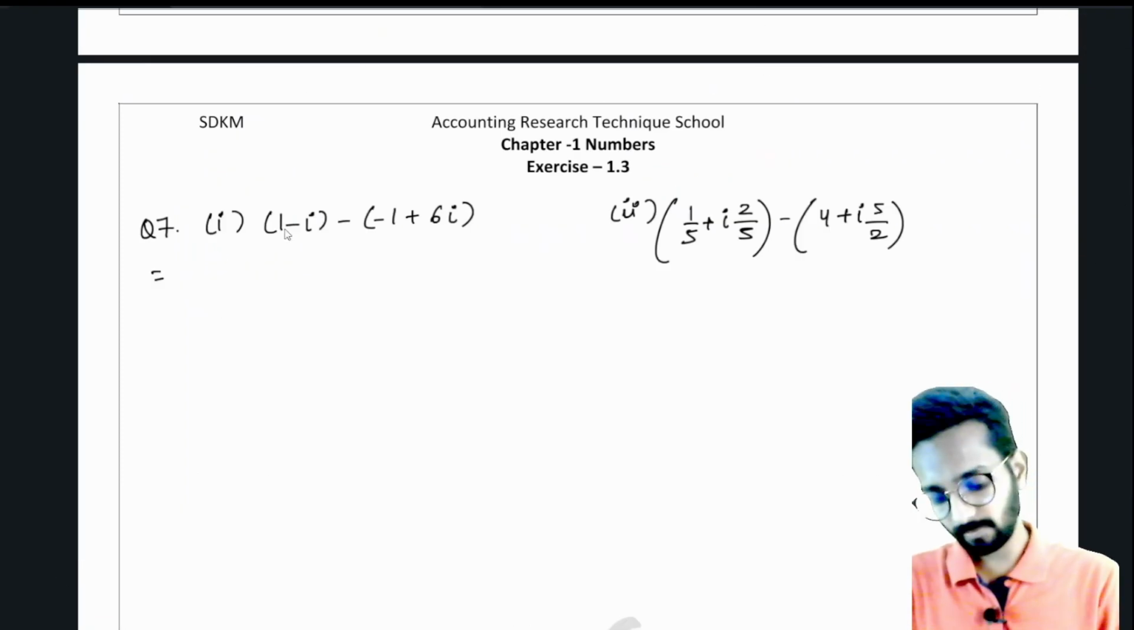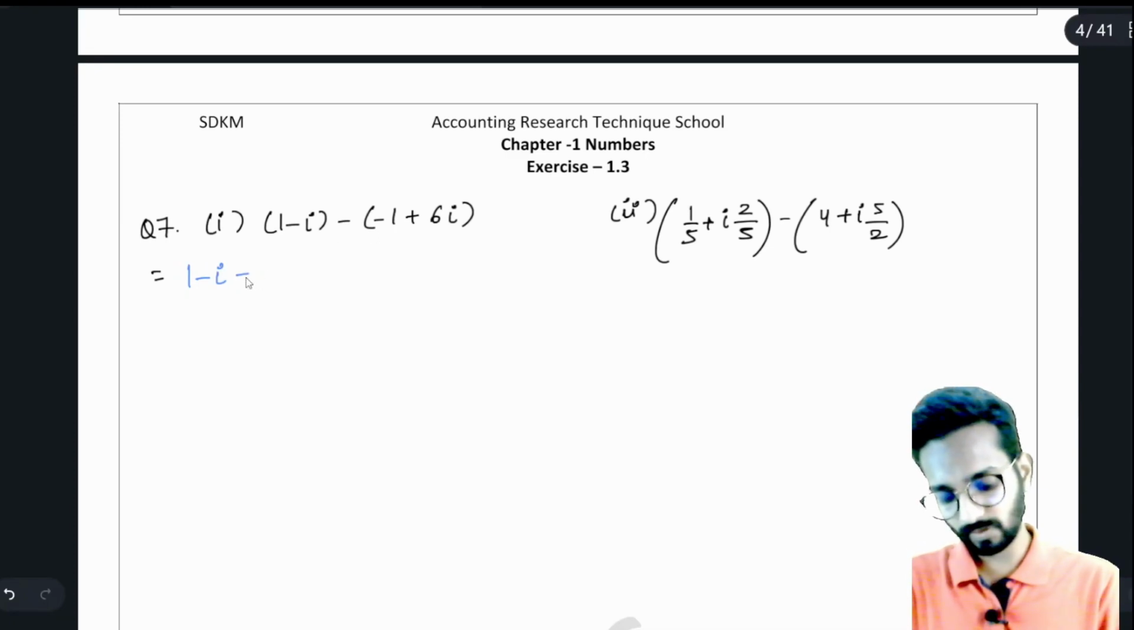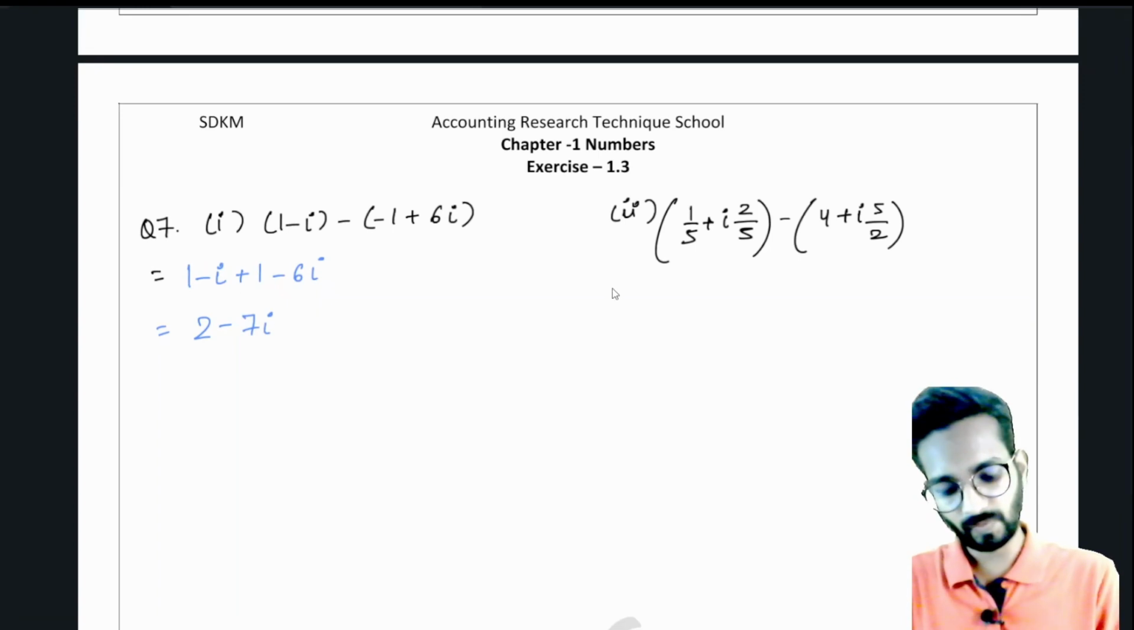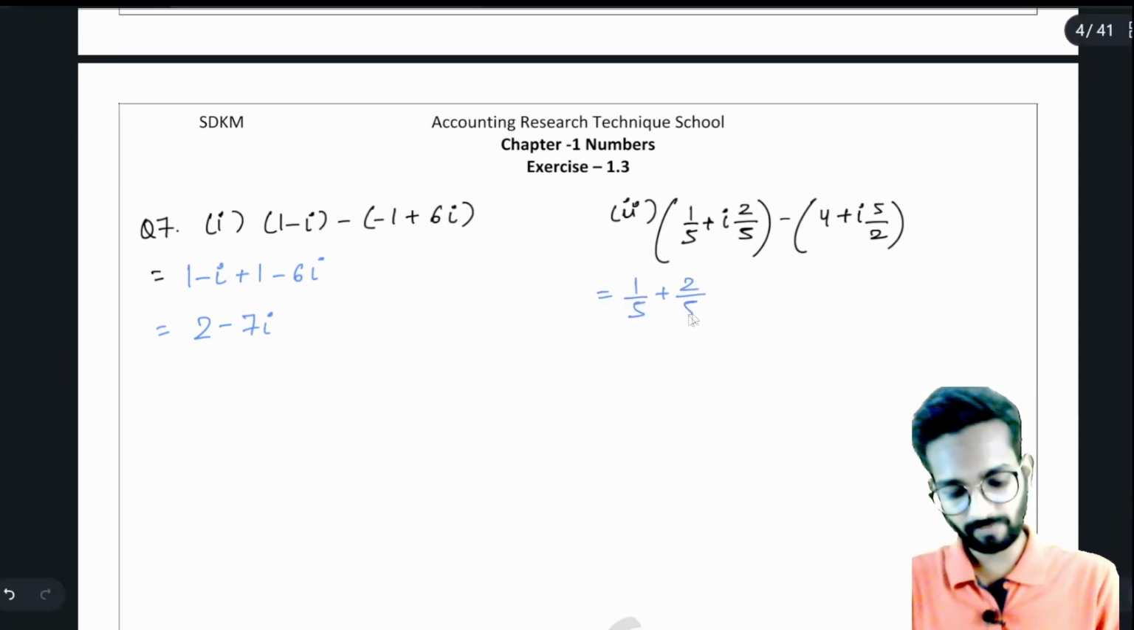See, 1 minus i, we will just open the bracket. Minus 1 was inside, so it will become plus 1, minus of 6i. It will become 1 plus 1 is 2, minus i minus 6i will become minus of 7i, and this is your a plus ib form. Very simple. Now here what will it become? 1 by 5 plus 2 by 5 of i minus 4 minus 5 by 2 of i.